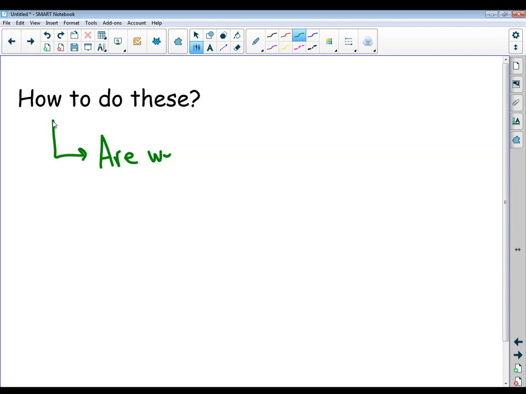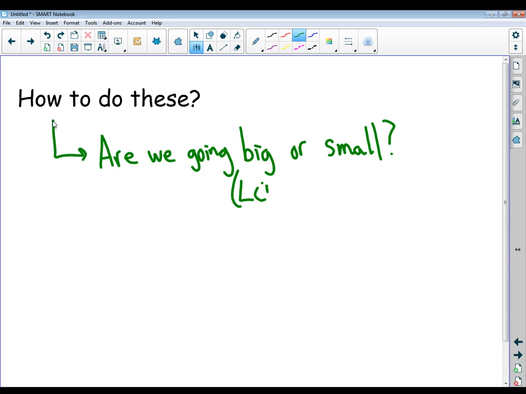are we going big or small? That's sort of the question you have to ask yourself. Because if you're going big, you're going to be looking for an LCM. If you're going small, you're going to be looking for a GCF. And so what I have are just two simple examples, but I use the same numbers to kind of highlight this difference of, are we going big or are we going small?